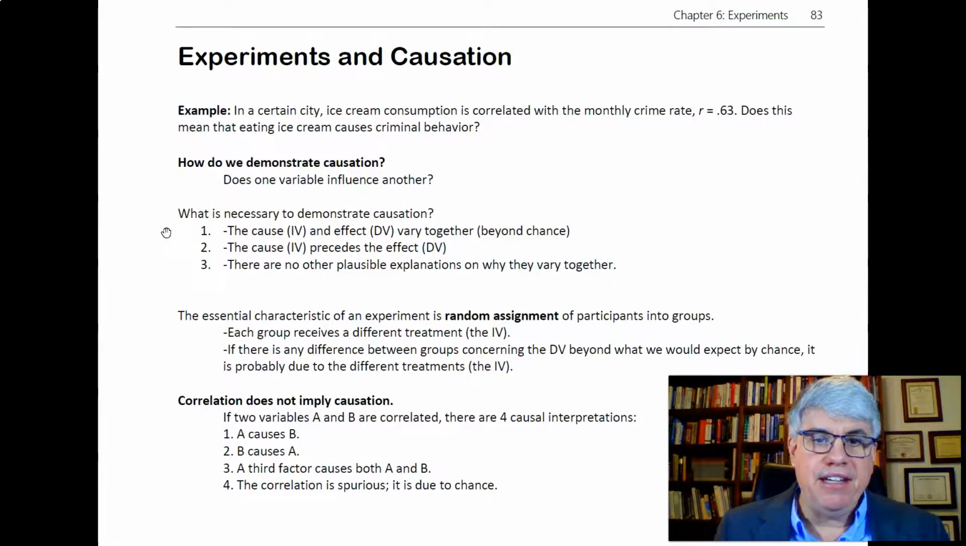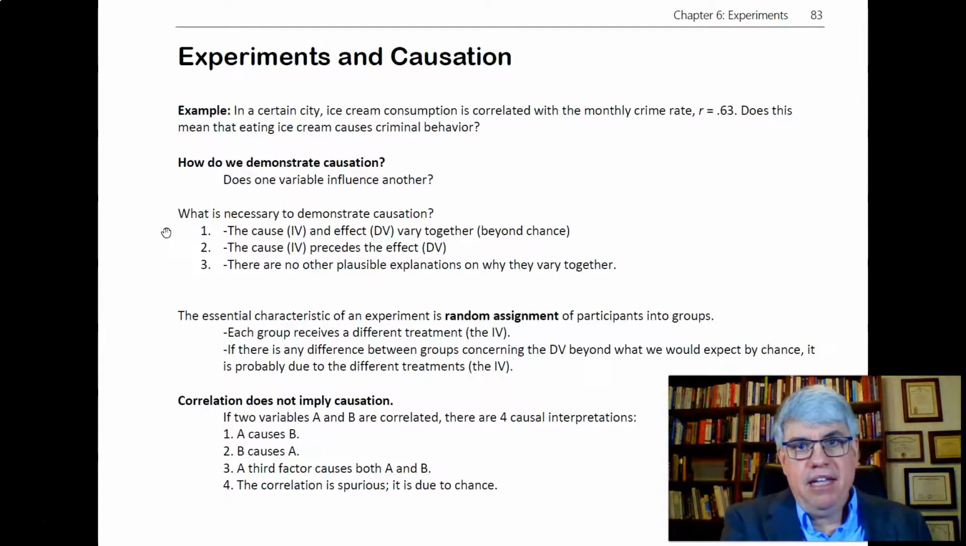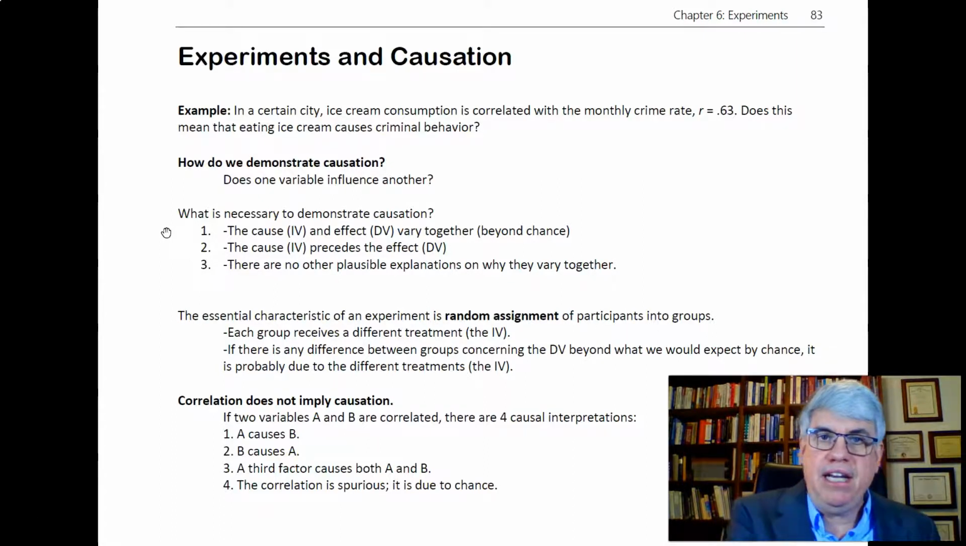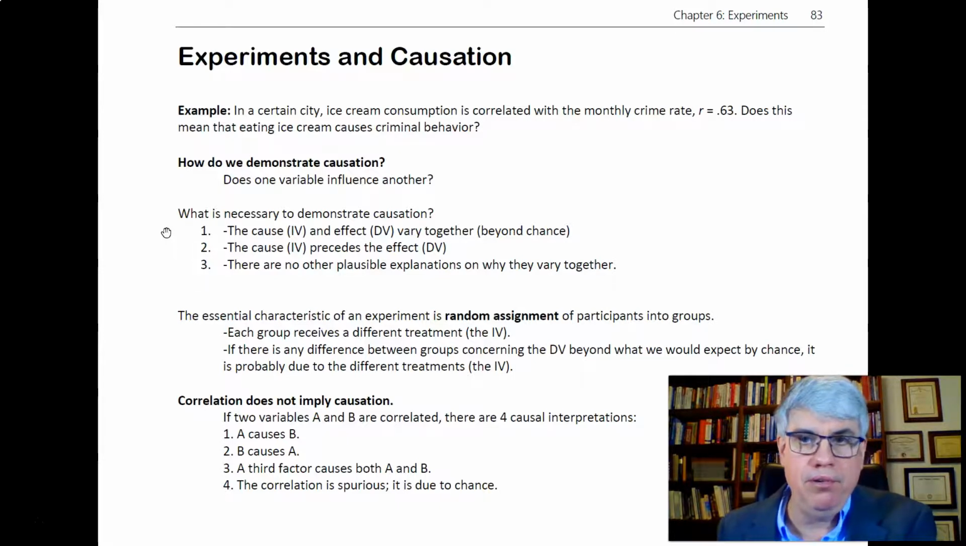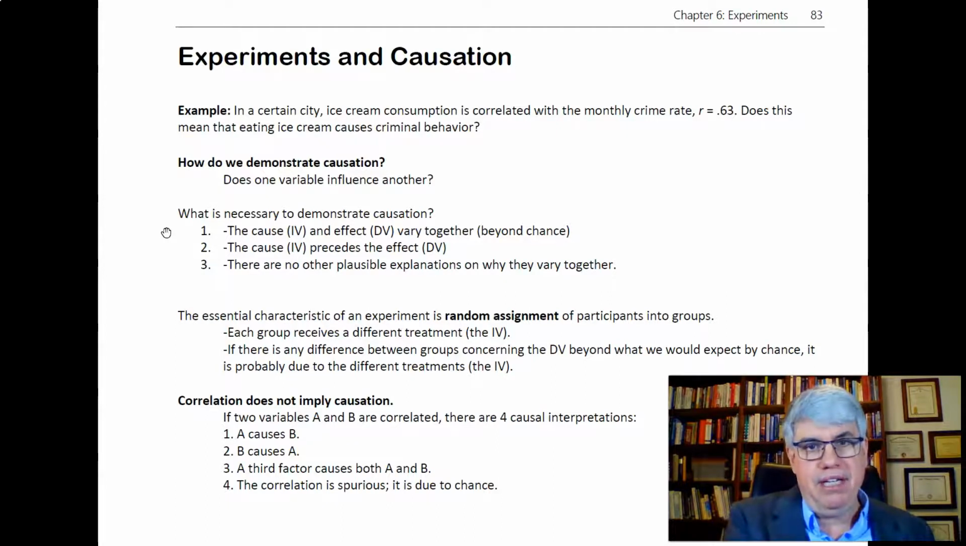Secondly, the cause needs to precede the effect. If A causes B, A has to happen before B. So if ice cream did cause criminal behavior, we would have to see in individuals that they buy and eat ice cream before they go out and commit a crime, or that after eating ice cream they commit more crime than people who don't eat ice cream. But there's that time factor there, because if it's the other way around, we would say A couldn't cause B if B occurs before A.